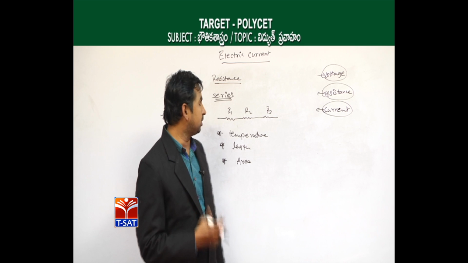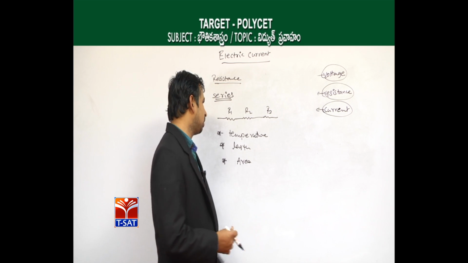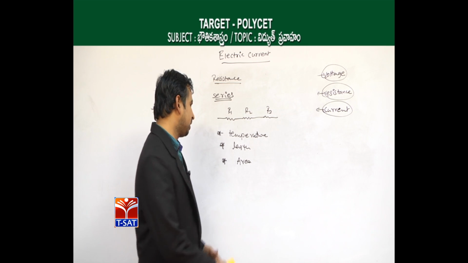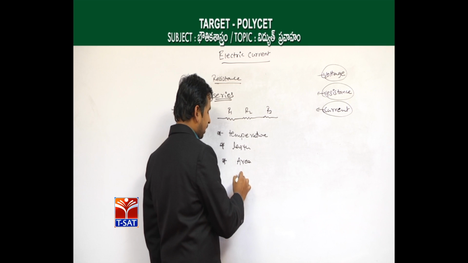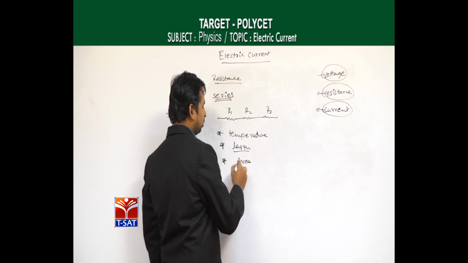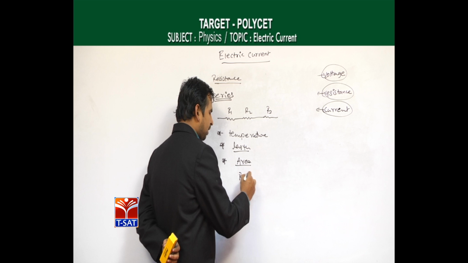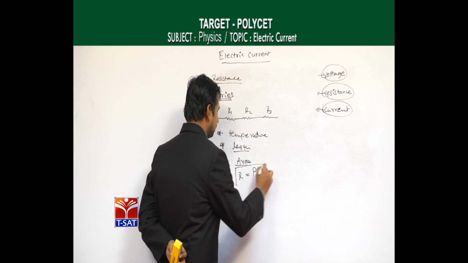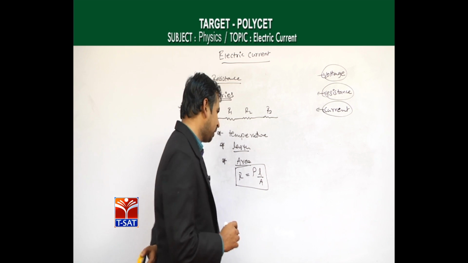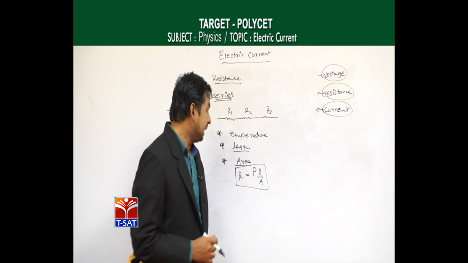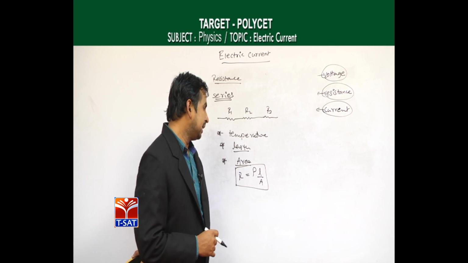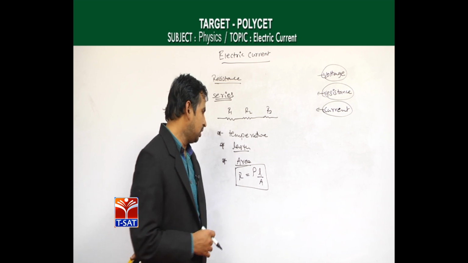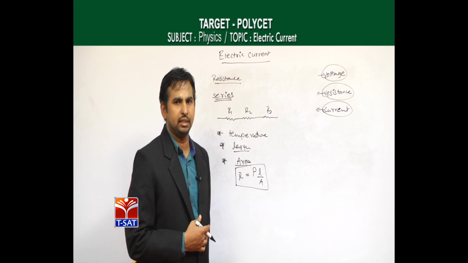Like that, the resistance depends on the temperature, length and area, and we have a formula from that. R is directly proportional to the temperature, the length and the area. If you remember, R is equal to rho L by A, where rho is called the resistivity, L is called the length, and A is the area of cross section, or the thickness. So R is equal to rho L by A.